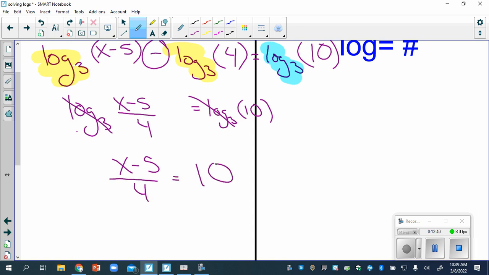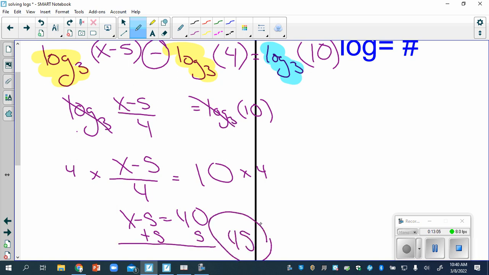Now, if anything, you guys are big babies on the algebra 1. How do I get rid of a 4 that's divided? I multiply. You got it. It has been a long time since we've done just regular old algebra 1. So I'm going to get x minus 5 equals 40. And I'm going to add 5 to both sides.